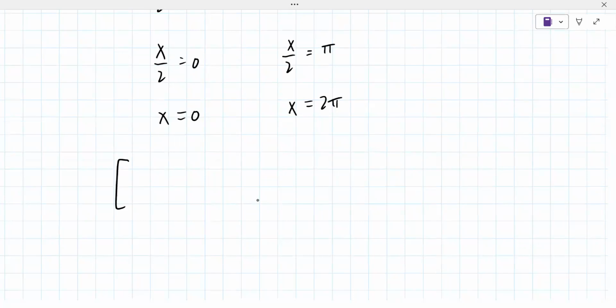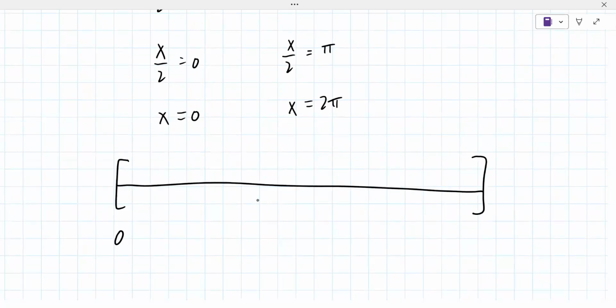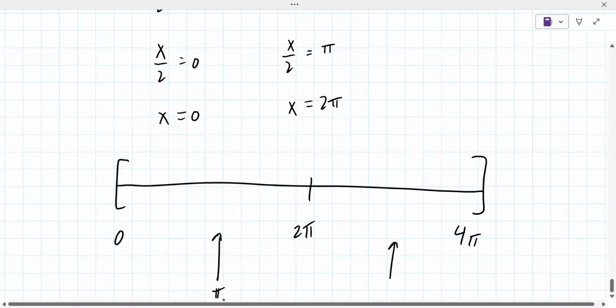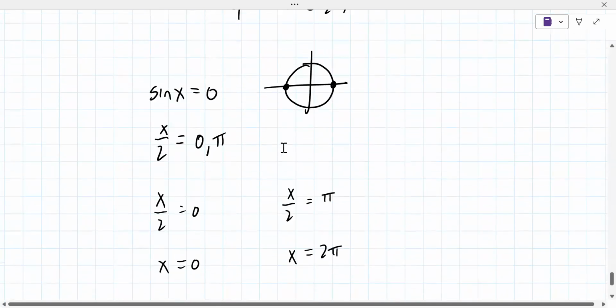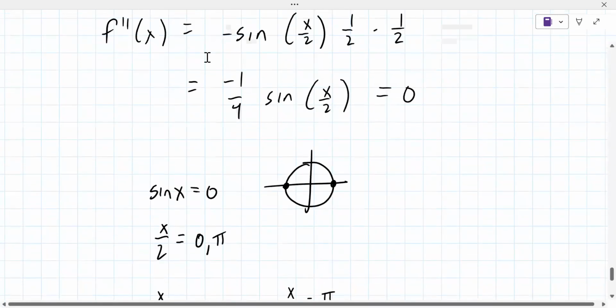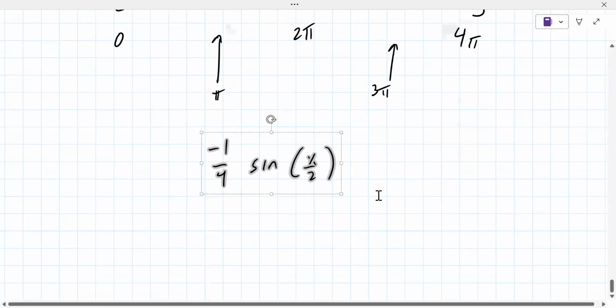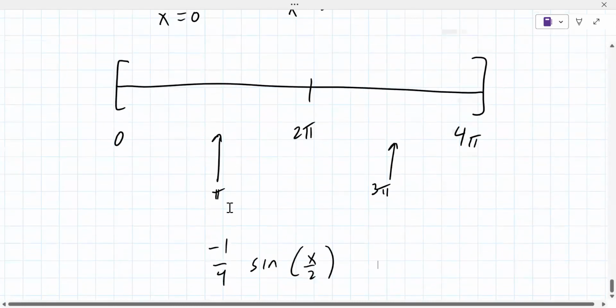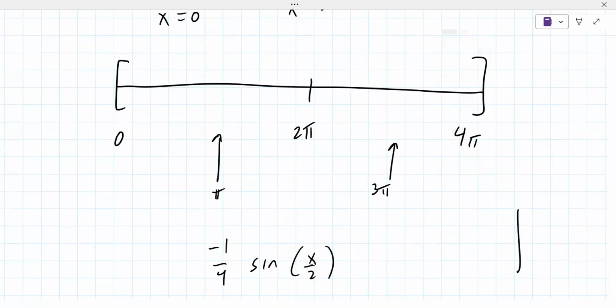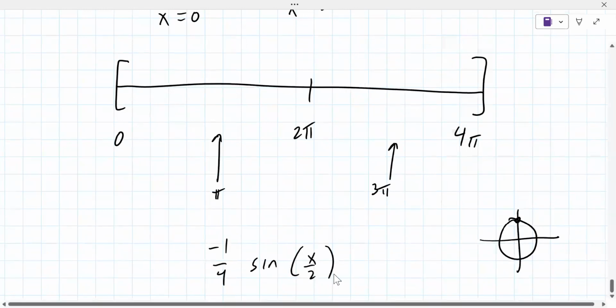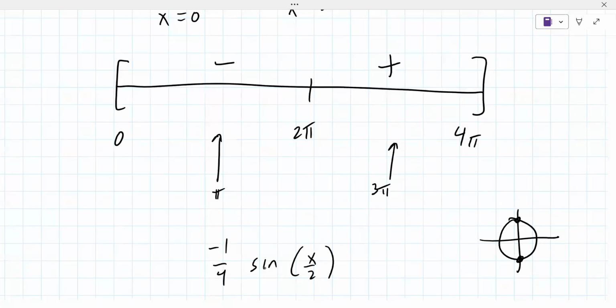So it's 0 to 4 pi, with critical point 2 pi, and so you have to test pi maybe, and 3 pi, and you're testing that back in here. Depending on your comfort level with trig or graphing calculator, whatever. So sine of pi over 2, that's pi over 2 on the unit circle up here. That's 1, minus 1/4 times 1 is negative. At 3 pi over 2 it's down here. That's -1. Negative times negative is a positive.